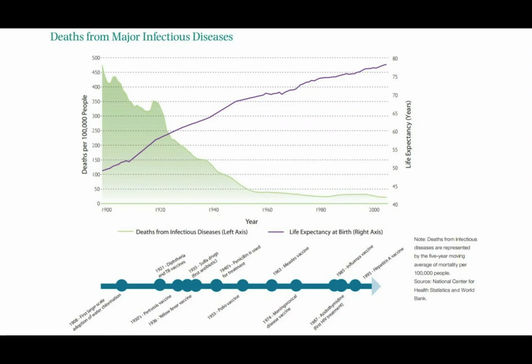And so we can look at how things go. We have deaths per 100,000 people, and these are from infectious diseases. So this is what we have in green. And then we have the life expectancy in years.